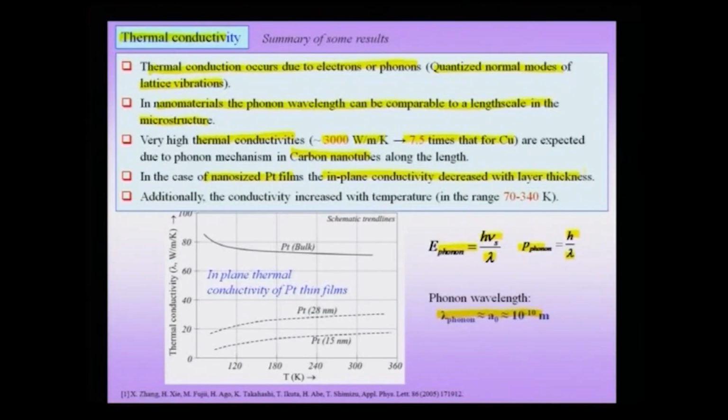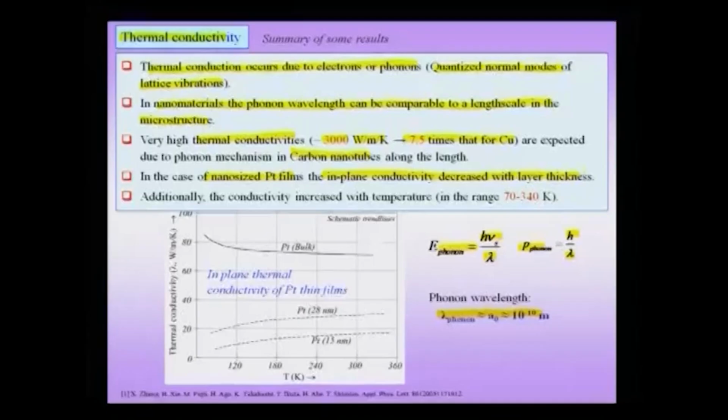So, we have two examples in front of us. One is the case of the carbon nanotube, wherein phononic conductivity is giving us very high conductivity as compared to even that of copper along the length of the tube. The other case is the case of platinum, where you expect free electrons to be present, and we notice that the in-plane conductivity of these platinum thin films actually decreased with size.